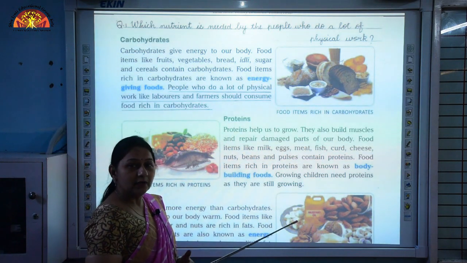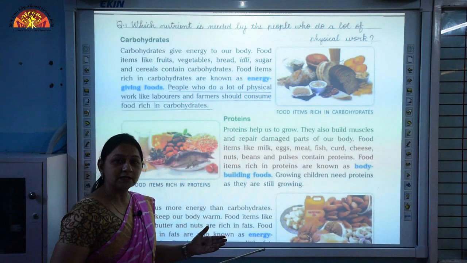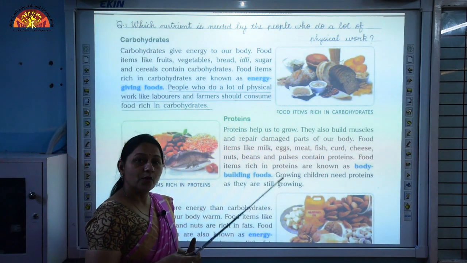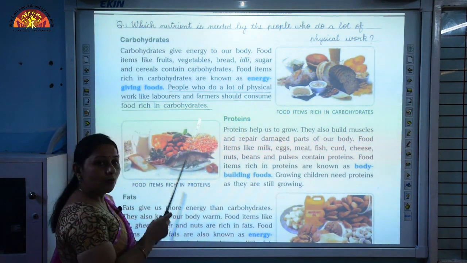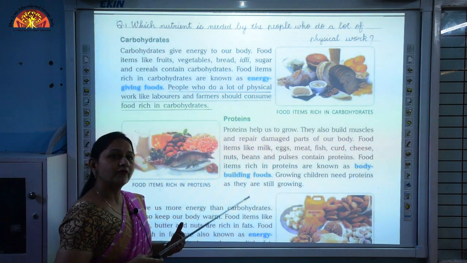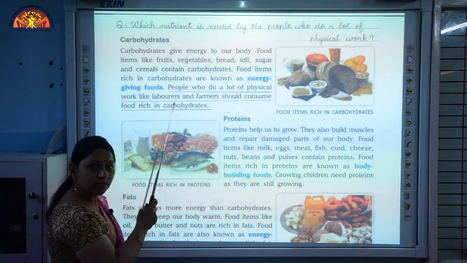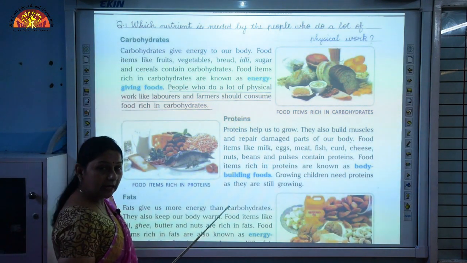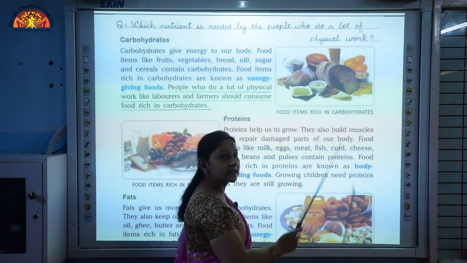And the people who are doing a lot of physical work, like the laborers, like the farmers, they keep doing the work throughout the day. They need to do more of manual labor. So these people need more of carbohydrates, they need more of energy. So children, we have our first internal question that you are going to write on the same page, page number 8. Which nutrient is needed by the people who do a lot of physical work?